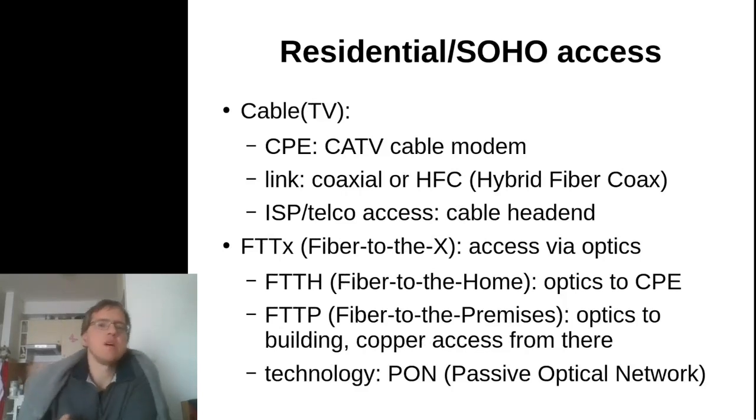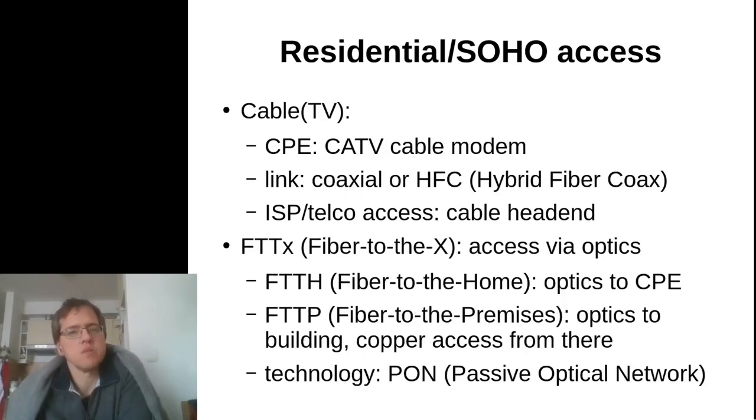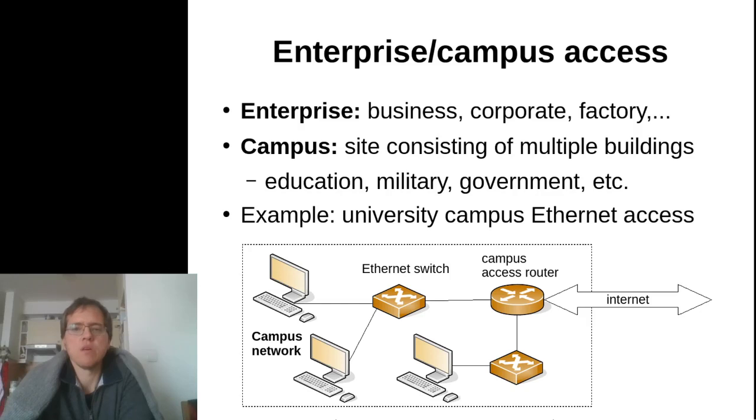Cable TV providers are an important class of access providers in the market, and we see more and more proliferation of fiber-to-the-anything type of accesses, where fiber to the anything can mean fiber to the home, where the actual optical cable is brought all the way into the premises of the customer. Fiber to the premises is where the fiber comes to the building, and from there copper access is provided to the individual apartments. The most important technology to remember is passive optical networking.